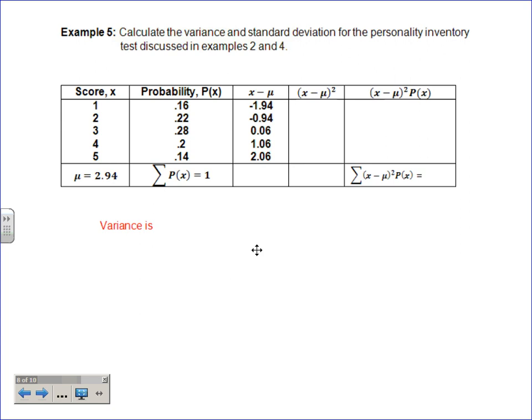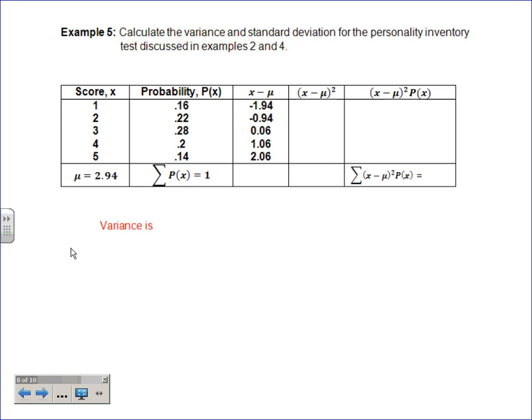Here all I did is I took 1, right? That's what x is. That's 1. That's the random variable. And I subtracted the mean. I got negative 1.94. Do you agree with that? Right? And then I took 2 minus that. Well, obviously that's that number. 3 minus that. Well, that's obviously 0.06. 4 minus that is 1.06. I'm hoping this follows pretty easily for you.